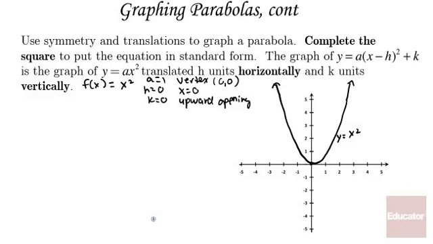Now, let's say I change this slightly. Let's say I have another function, g of x equals x squared plus 2. So looking at this form, h is still 0, but now I have k equals 2. And according to this, this is going to shift the graph up 2 units. So k is going to translate this graph up 2 units. So I have a similar graph, but it's going to be with a vertex right here at 0, 2.